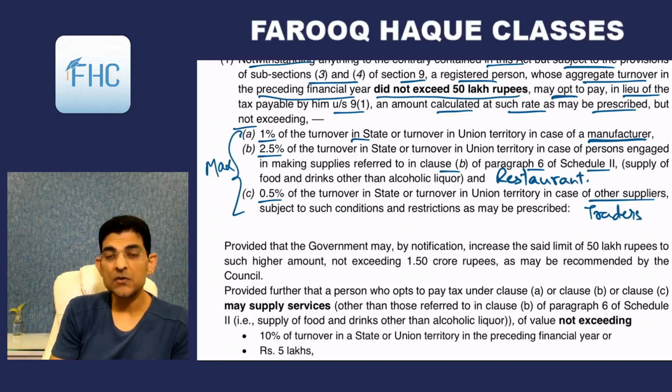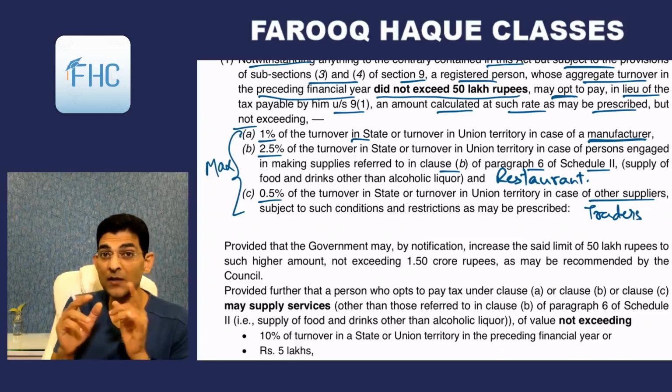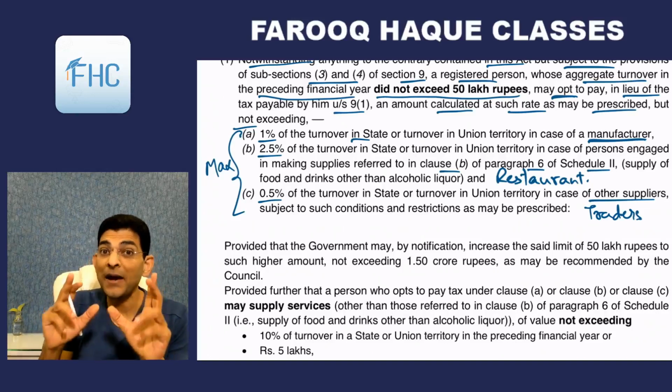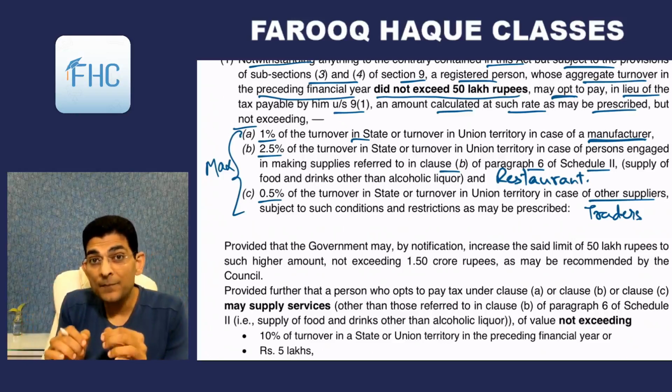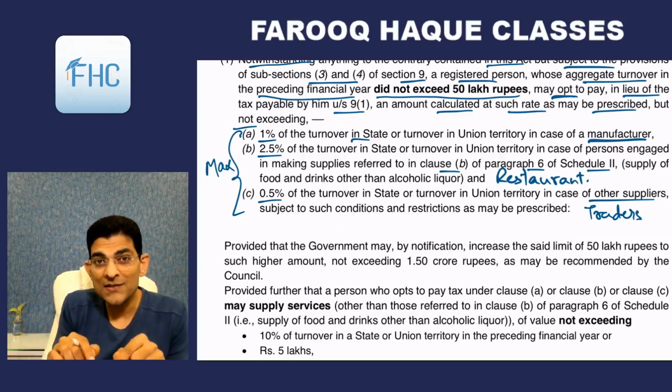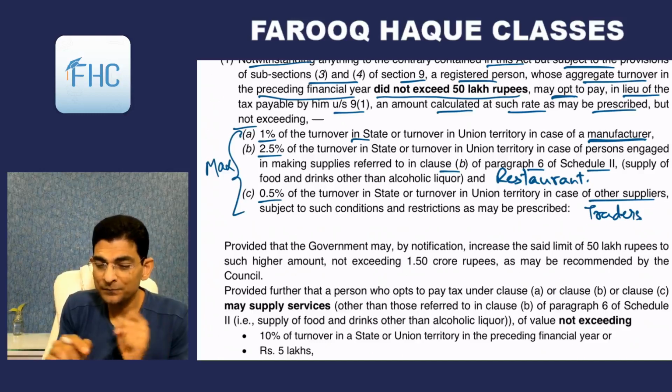Subject to such conditions and restrictions as may be prescribed. Okay, that's good. So 1, 2.5 and 0.5. Now these are the maximum, these are not the real rates, these are maximum that can be prescribed. What are the rates prescribed today? That we'll see in the rules. Okay, the actual rates are given in the rules.